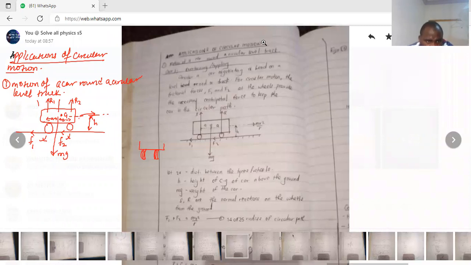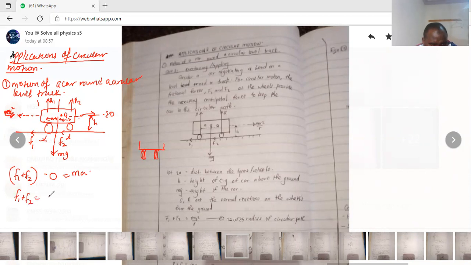In that diagram, the centripetal force was put in the wrong direction. It was supposed to be put this way, so this is where mv squared over r. I think it was put for only one reason, to confirm that F1 plus F2, the frictional forces, overcome no force. So there is no force this way, to give us the resultant force, which is mass times acceleration, whereby F1 plus F2 would now be equal to mv squared over r as equation 1.